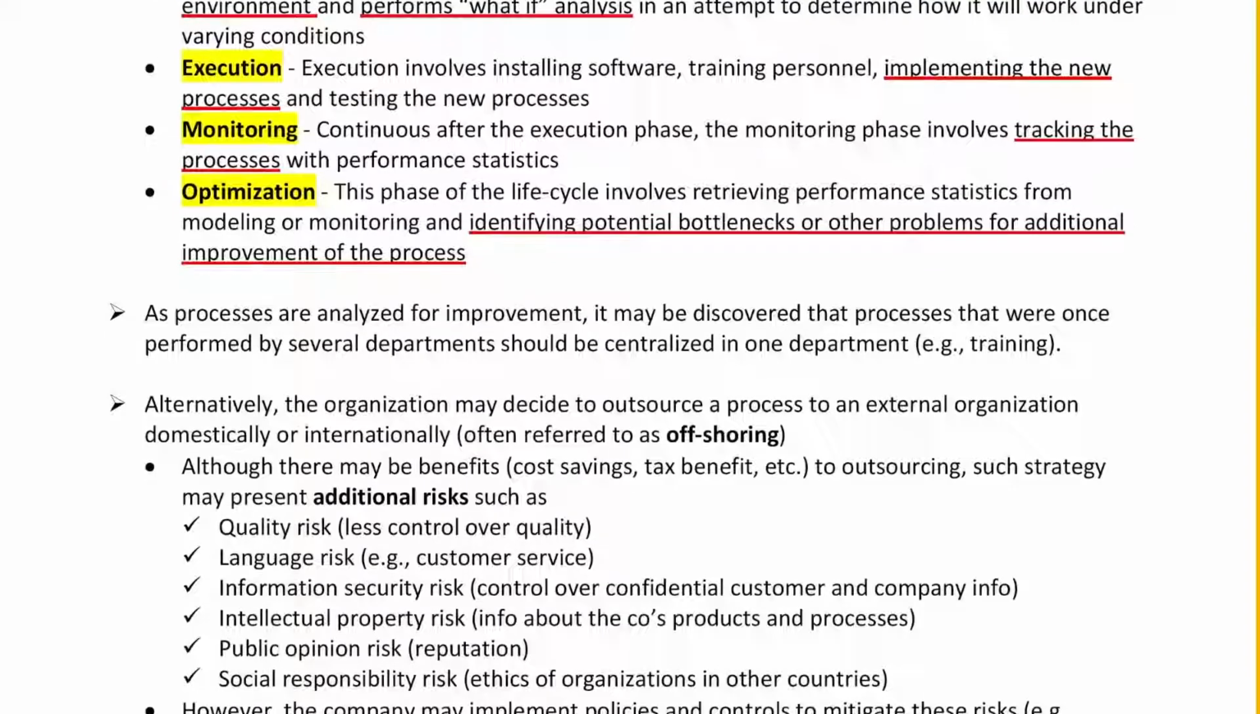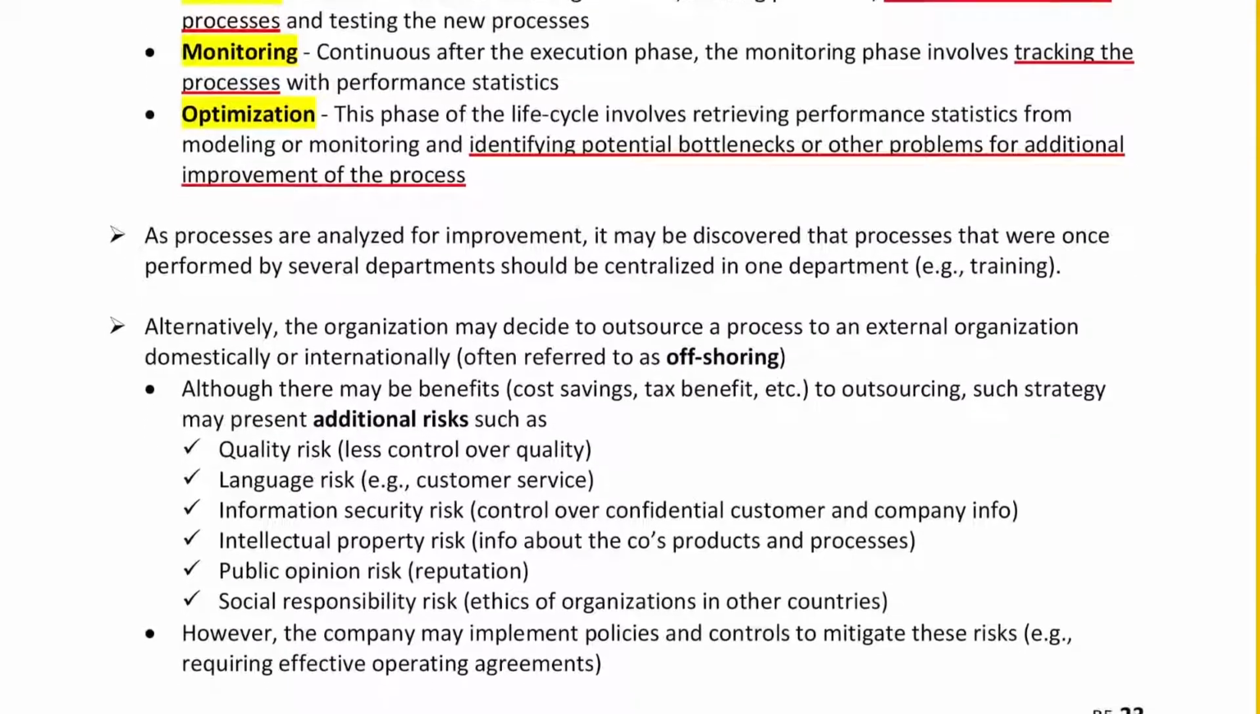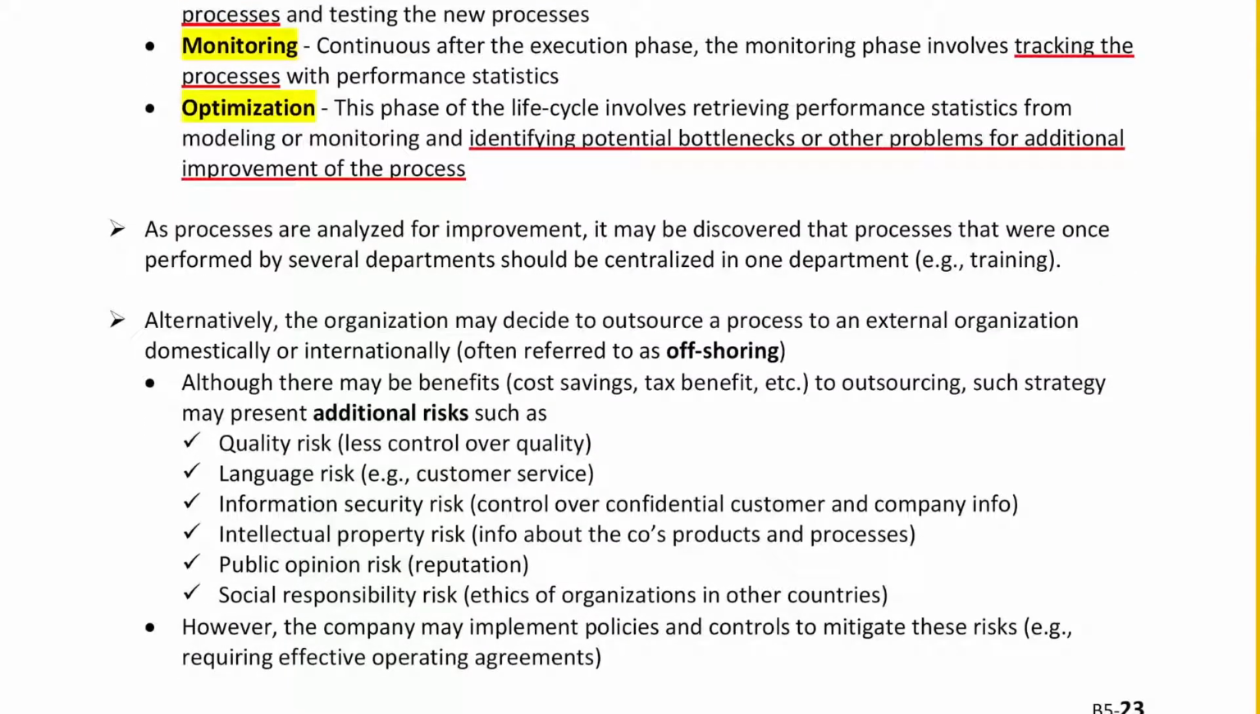Instead of effectively and efficiently managing their business processes, an organization may decide to put a box around outsource. So they could outsource domestically or internationally. International outsourcing, that's also called offshoring. Now, although there might be benefits, cost savings, tax benefit, etc. to outsourcing, such strategy may present additional risks. So put a bracket there and write risks of outsourcing.